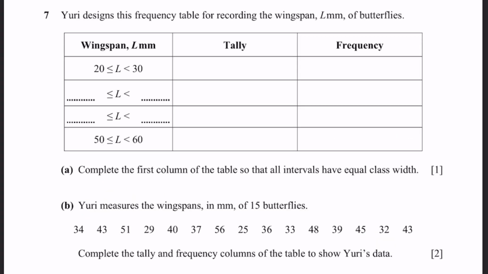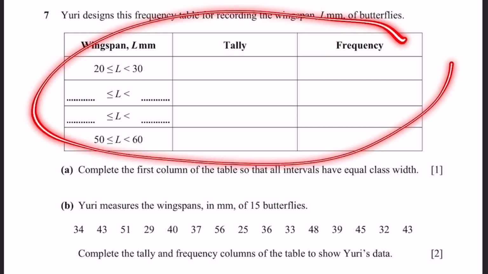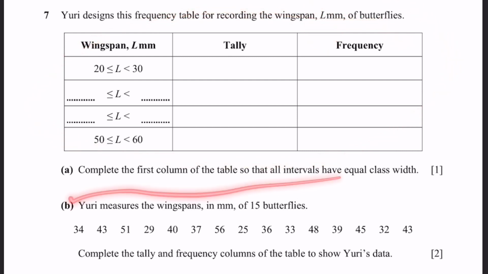Question 7. Yuri designs this frequency table for recording the wingspan of butterflies in millimeters. So we have this table. And we need to complete the first column so that all intervals have equal class width. So the class width here is 20 to 30, which is 30 minus 20, 10. The next one, it starts with 30 and it ends with 30 plus 10, 40.